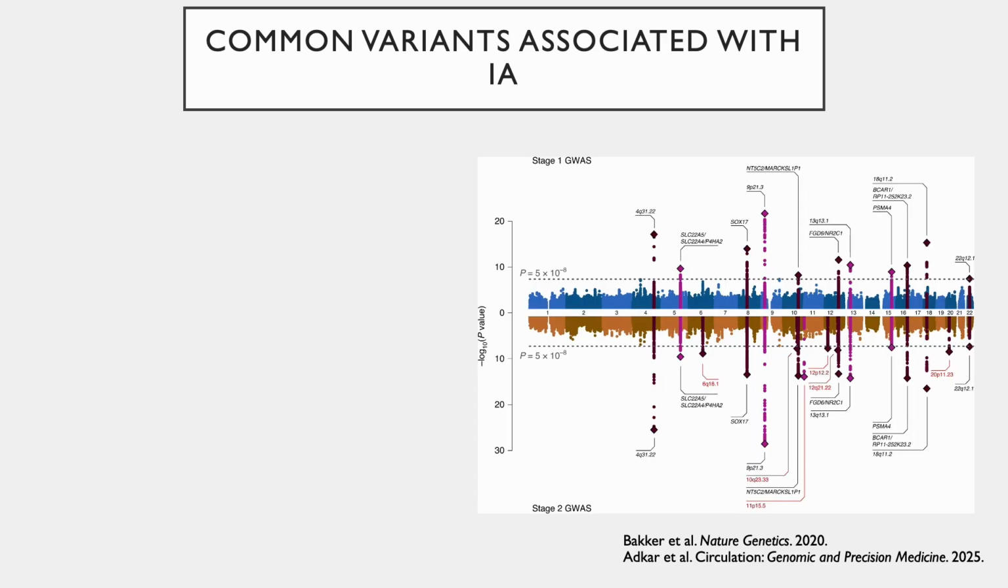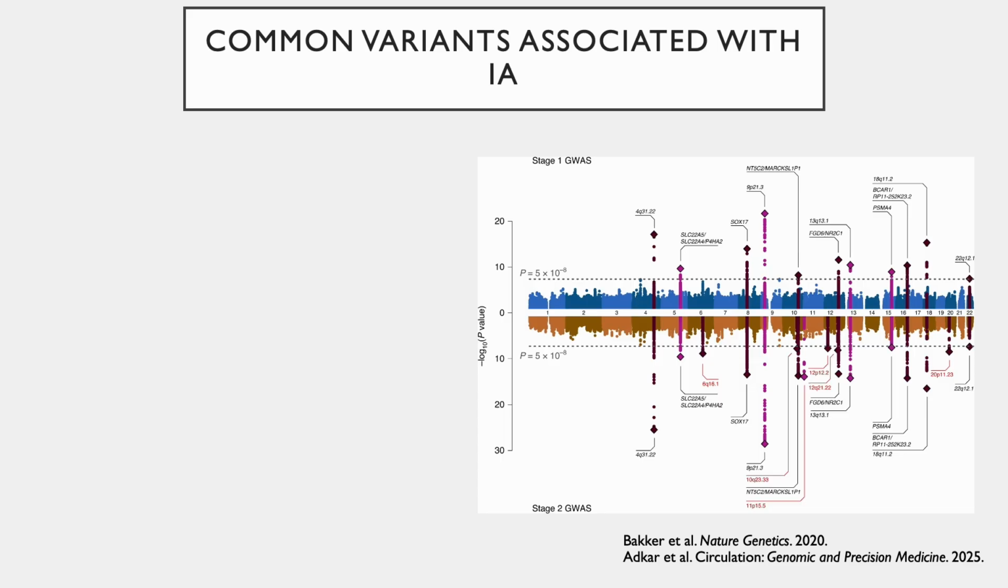Finally, I want to get to some real data for intracranial aneurysms. Here's a Miami plot. A Miami plot is like a Manhattan plot, but there's a Manhattan plot on the top and a Manhattan plot on the bottom. This is from a study by Bakar et al., a meta-analysis of GWASs for intracranial aneurysms.